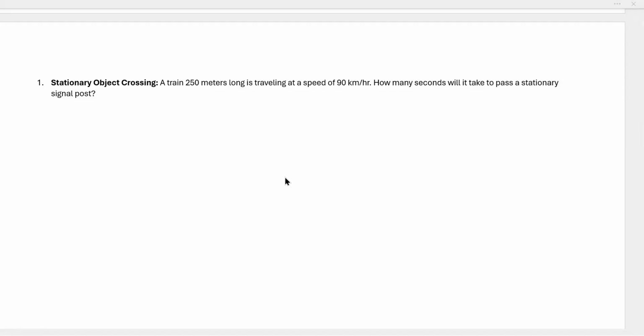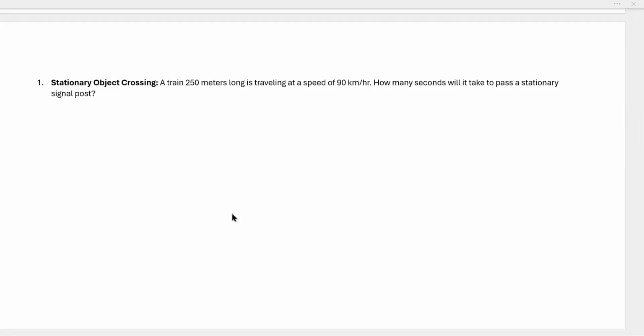Hi guys. In continuation with the previous lecture, we discussed the concept of trains crossing each other, trains crossing a stationary object, or trains crossing any moving person or any moving object, and similar cases. We discussed in detail what it means for a train to cross something. Now in this lecture, we will solve some questions, gradually increasing the difficulty level.